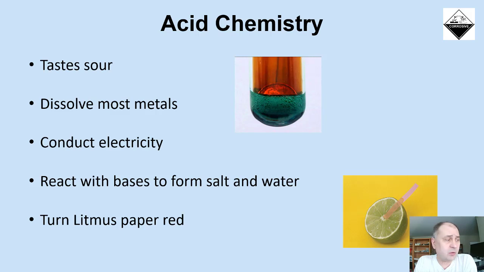Acid summary before I go into bases. They taste sour. Tomato, I don't know how sour a tomato is, but maybe. Tomatoes are definitely acidic. You might be aware that you're not supposed to cook tomatoes in an aluminum pan because it can actually dissolve aluminum, and aluminum ions are harmful.